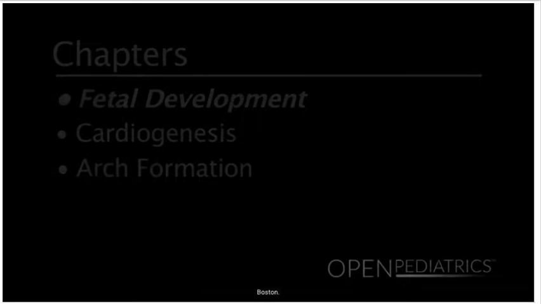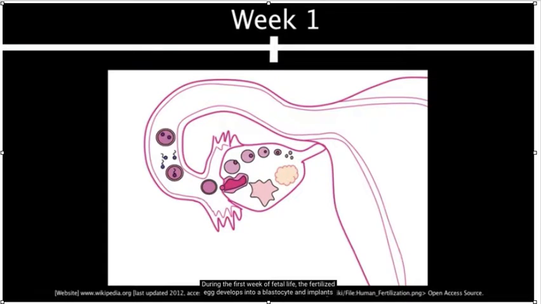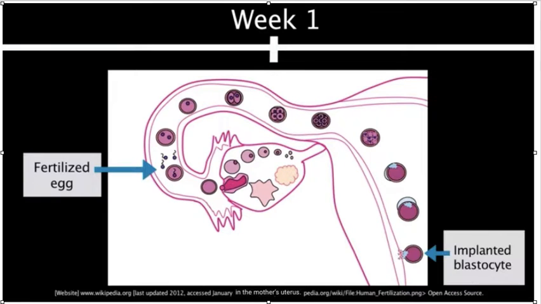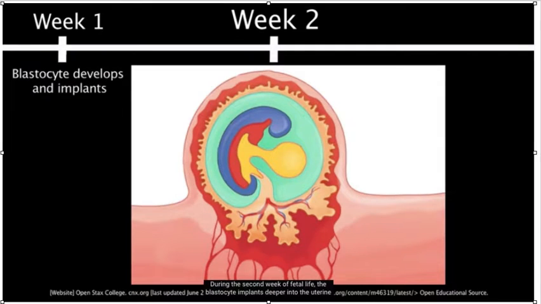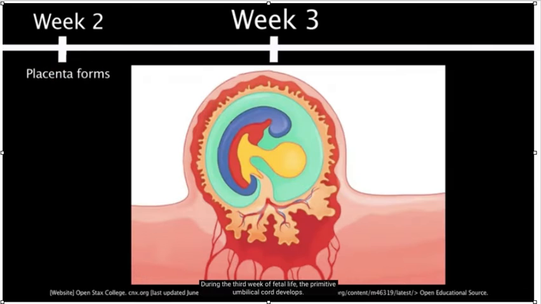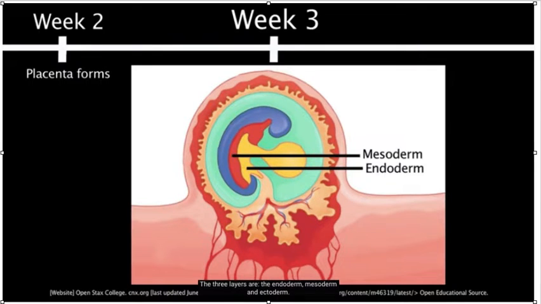So before going ahead, I'd like to talk a little bit about how this interatrial septum is developing here. So this is week 1 where implantation has just occurred. After which week 2, second week of life, we have the implanted blastocyst in the uterine wall forming the primitive placenta. Then week 3, the primitive umbilical cord develops. You can see the primitive umbilical cord. And the 3-layered germ layers are formed: the endoderm, the mesoderm, and the ectoderm.